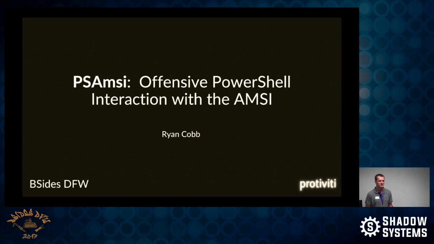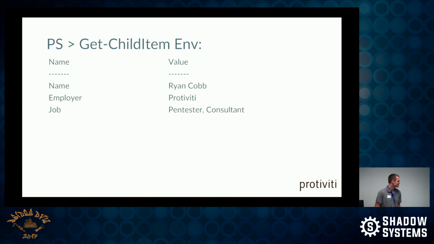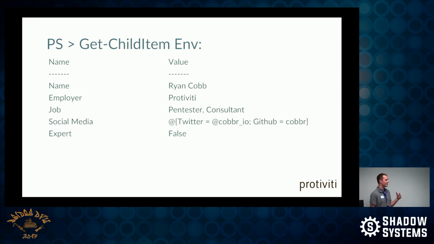I'll do a really quick intro of myself, and then we can jump into it. So you may have seen some bash who am I intro slides in earlier presentations today. Doing it in PowerShell is way cooler, so I'm going to do that. My name is Bryan Cobb. I work at the consulting company Protiviti as a pen tester and consultant. I go by the handle Cobber or Cobber_IO on Twitter. The last thing you need to know about me is I don't claim to be an expert about any of this stuff by any means.